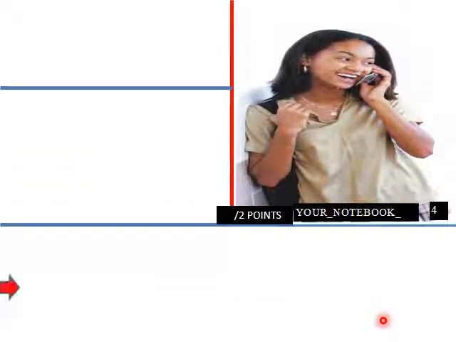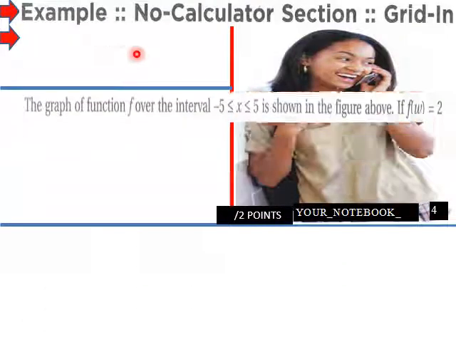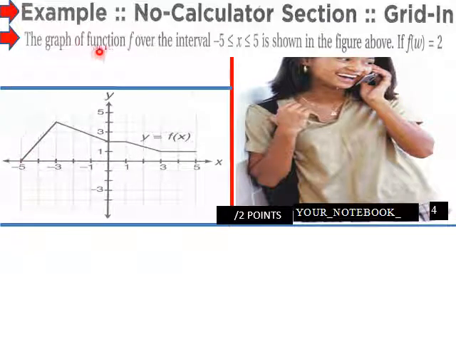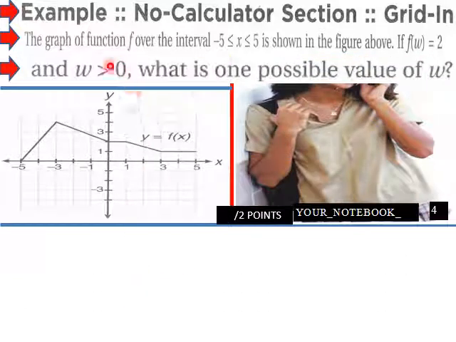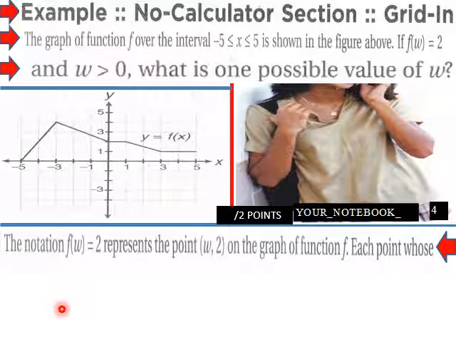Page 4 now. Example, no calc section, grid-in. The graph of the function f over the interval -5 less than or equal to x less than or equal to 5 is shown in the figure here. If f of w equals 2 and w is greater than 1, what is one possibility of the value of w?